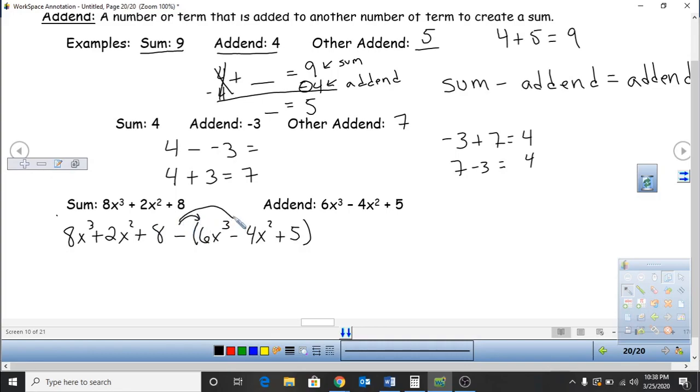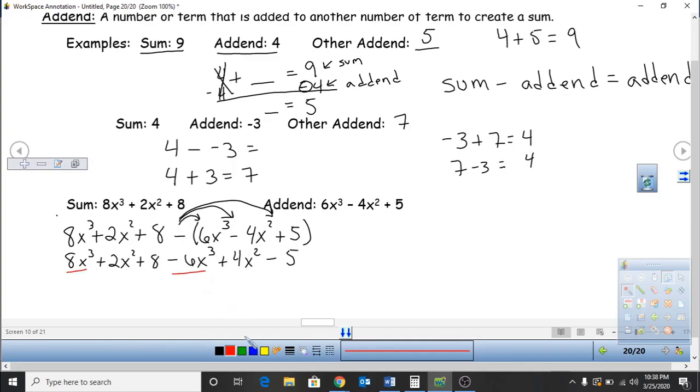So if we go back to what we did when we subtracted polynomials, remember this minus is going to affect every single term and it's going to change the sign of all of these. So we have to apply that rule. I'm just going to rewrite this as 8x cubed plus 2x squared plus 8. Don't forget what this minus does. It changes all the signs. So minus 6x cubed. This minus 4x squared now turns into a plus 4x squared, and then this plus 5 turns into a minus 5.